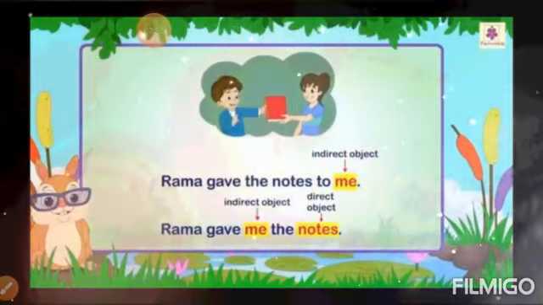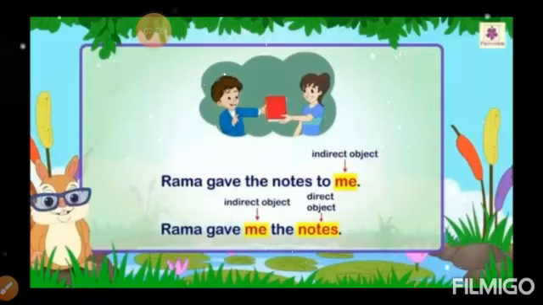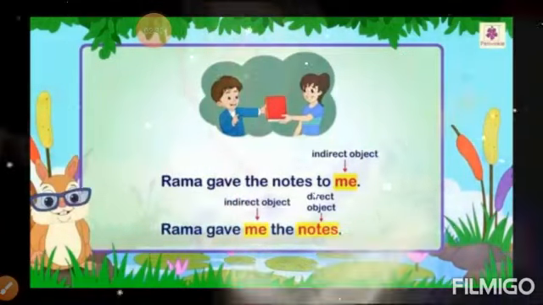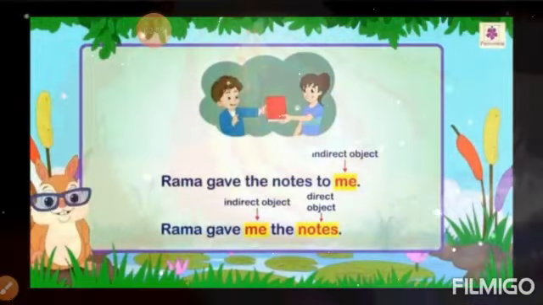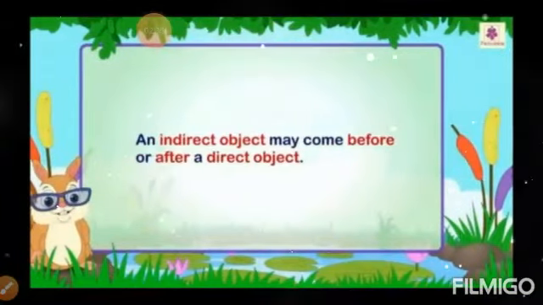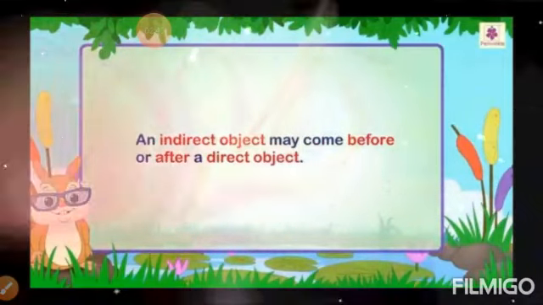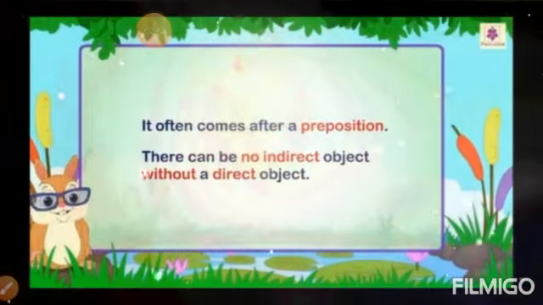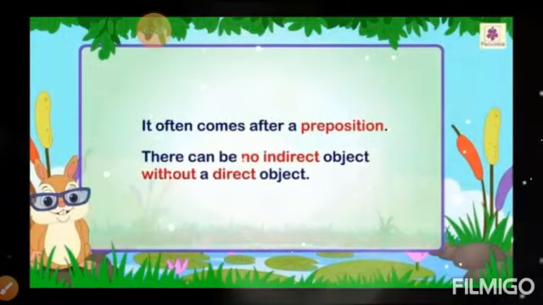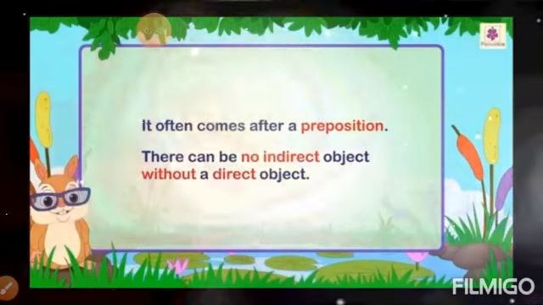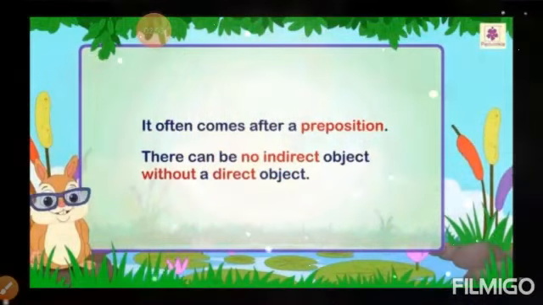Next example, Rama gave me the notes. So in this sentence, me is the indirect object and notes is the direct object. An indirect object may come before or after a direct object. It often comes after a preposition. There can be no indirect object without a direct object.